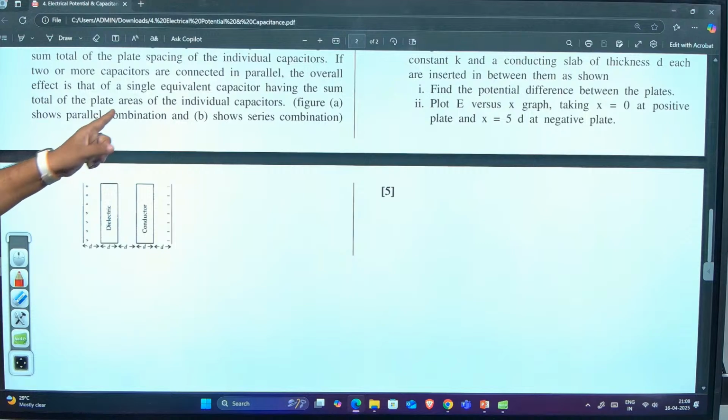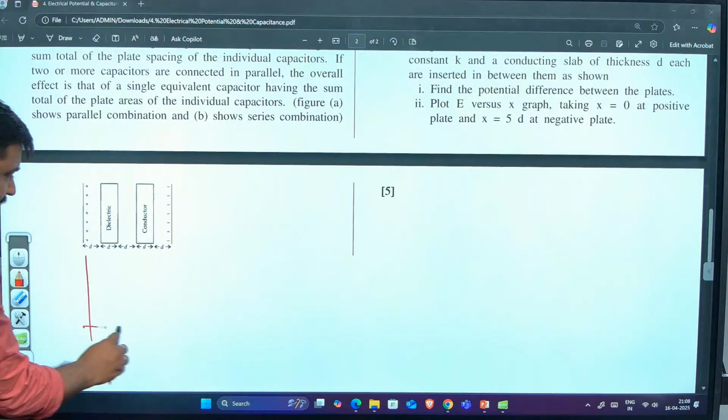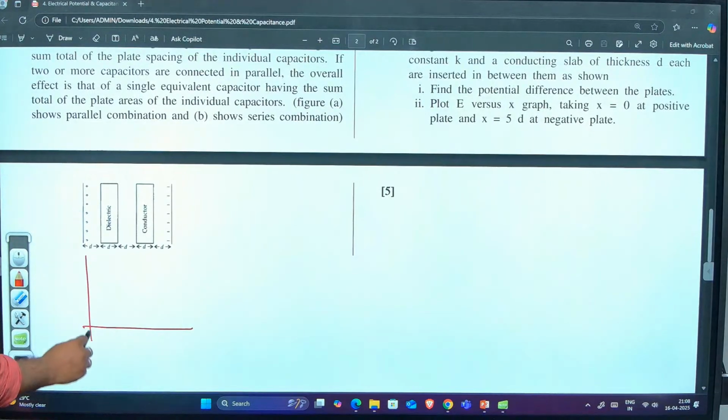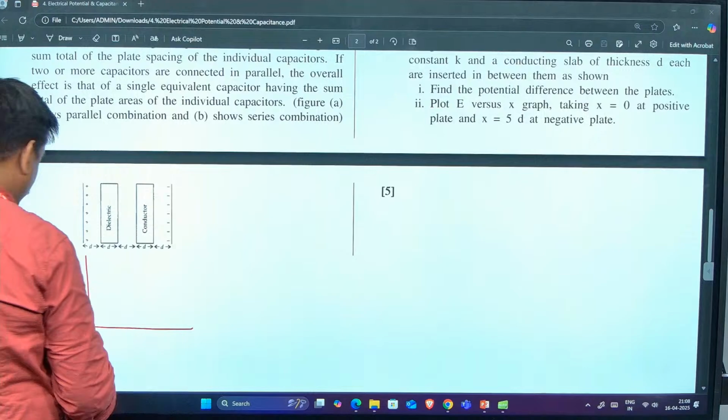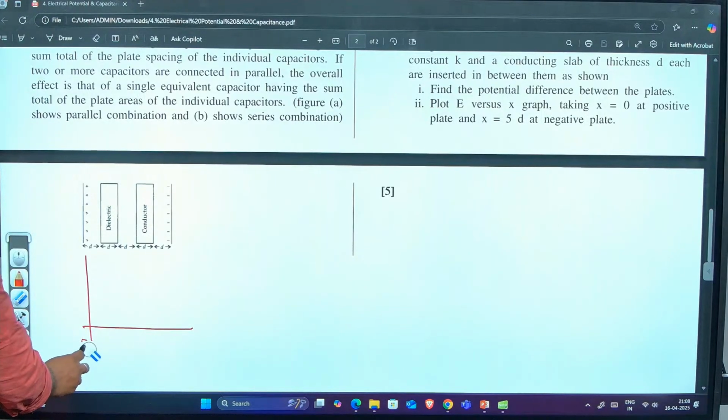Plot E versus x graph taking x equal to 0 at the positive plate. So what they are asking, draw a graph like this, and at this positive plate you are taking x equal to 0. Sorry, not electric field is 0, x is equal to 0. They are asking to draw up to 5d, that at last, how the electric field will be.